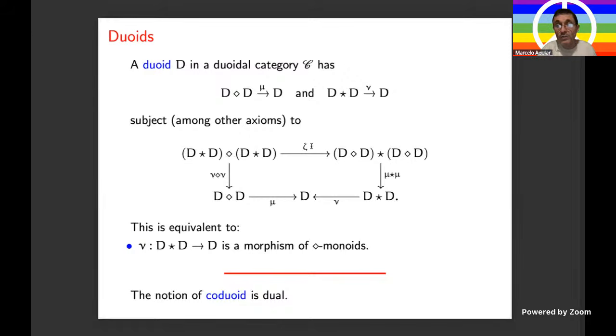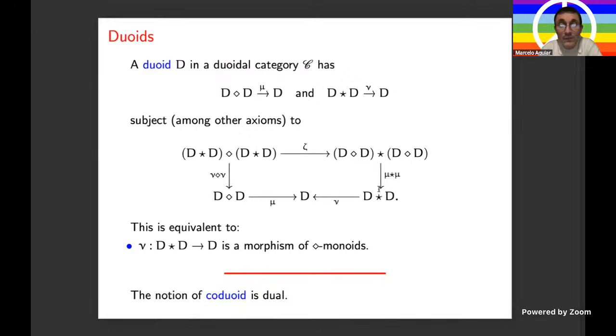Here you still have the interchange law. Well, and the other arrow that got switched is here. Here you have the comultiplication going the other way. This axiom can be read in one way, not in two ways as for the case of bimonoids. All this says is that nu is a morphism of diamond monoids, because you can view all this composite across the top right of the diagram as the multiplication on D star D. Okay, the monoid structure or the monoid operation on D star D. So that's what a duoid is. And of course, we have the dual notion of coduoid.